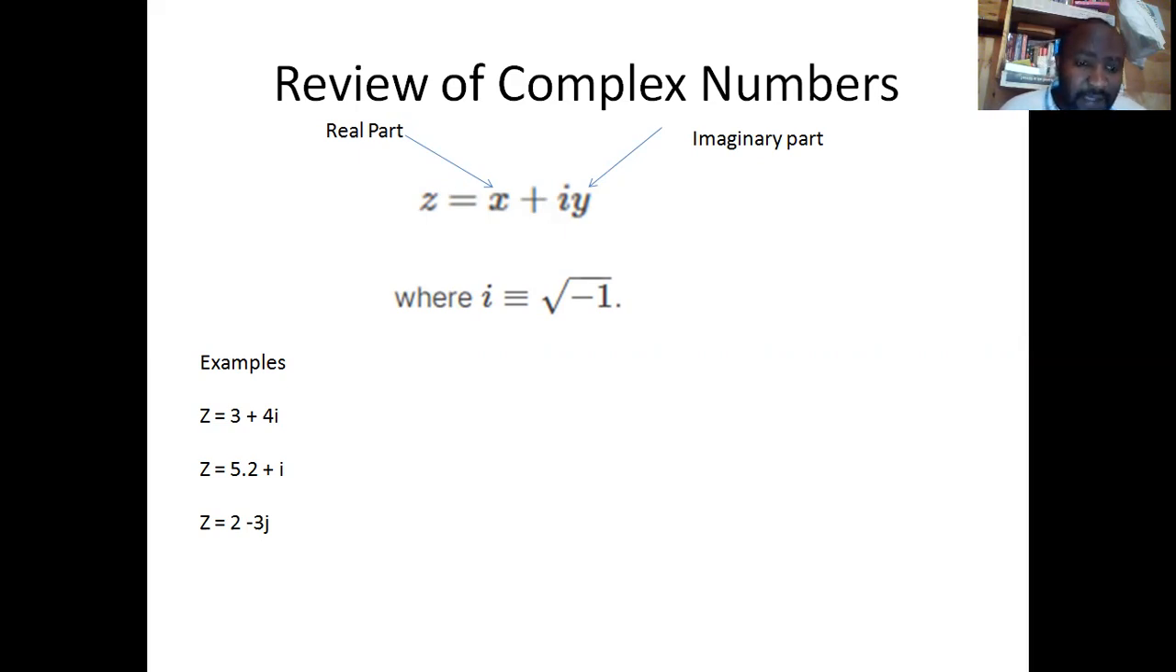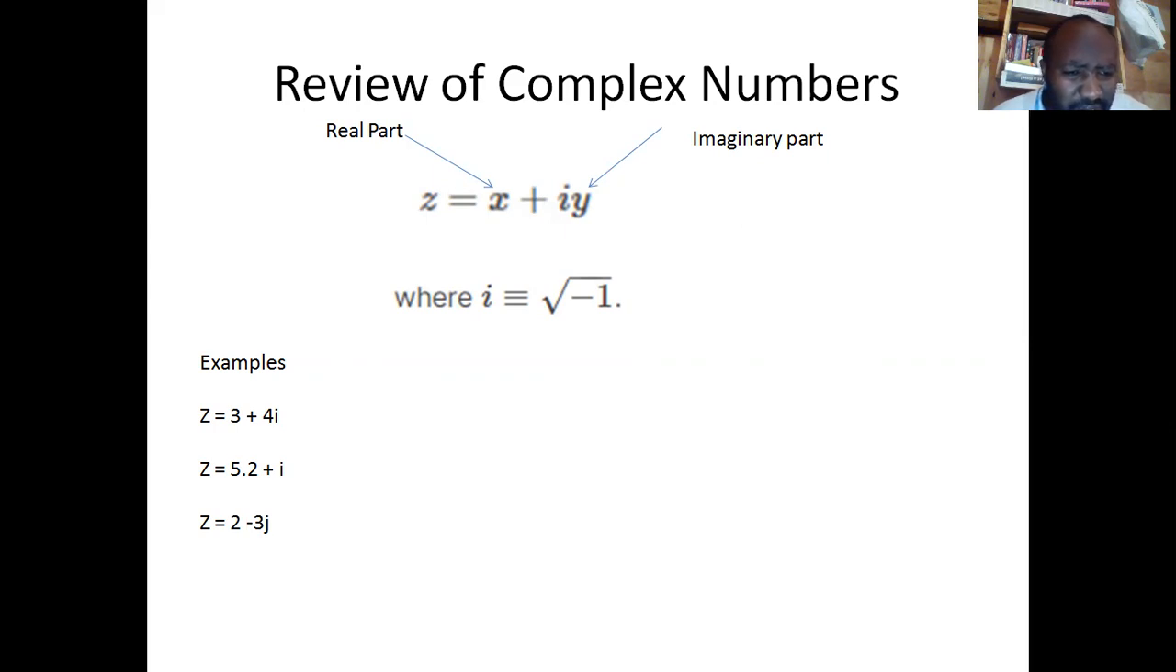And I've given examples down there, 3 examples. So the first one is we have z equal to 3 plus 4i. And you might be asked, which is the real part? It is 3. And the imaginary part is 4. In the second example, we have z equal to 5.2 plus i. So the real part is 5.2 and the imaginary part is 1.